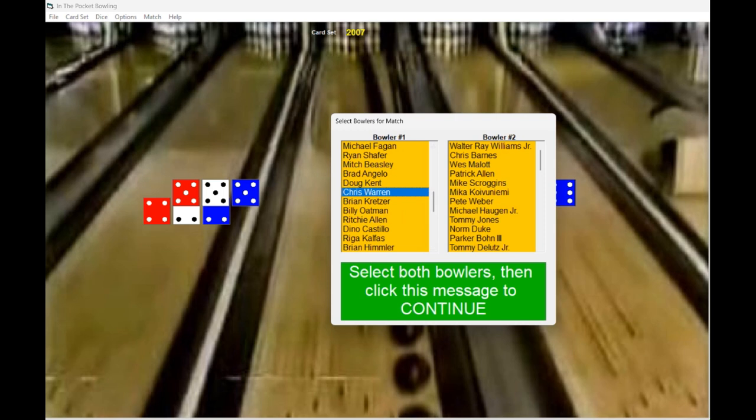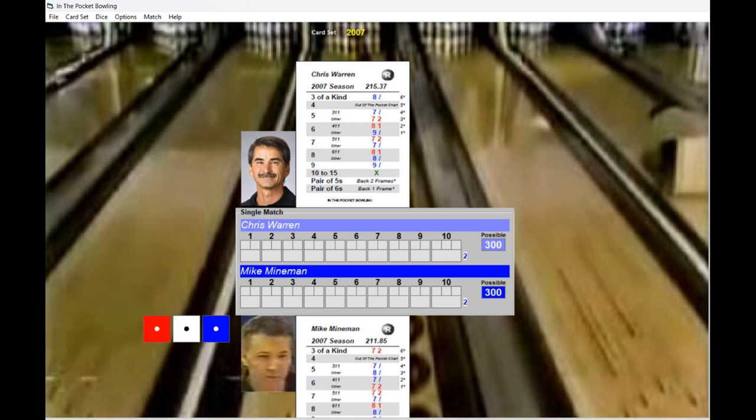It will be Chris Warren playing against Mike Meinman. Warren versus Meinman. All right, so these are their cards. Warren has the better mark, 215 versus 211. You see what would happen if it rolls a three of a kind with three dice, 10 to 15. A pair of 5s is back two frames, back one for a pair of sixes. I don't know what that means, but anyway.